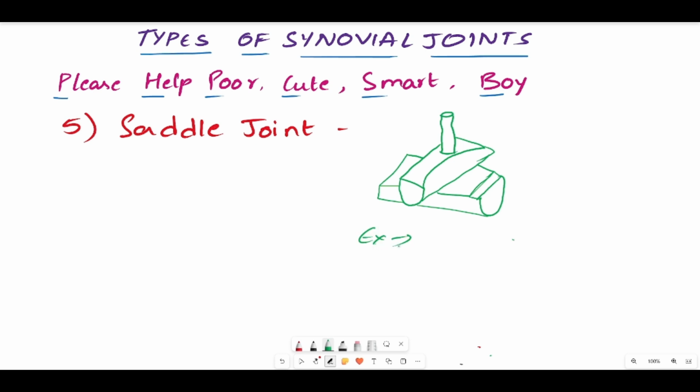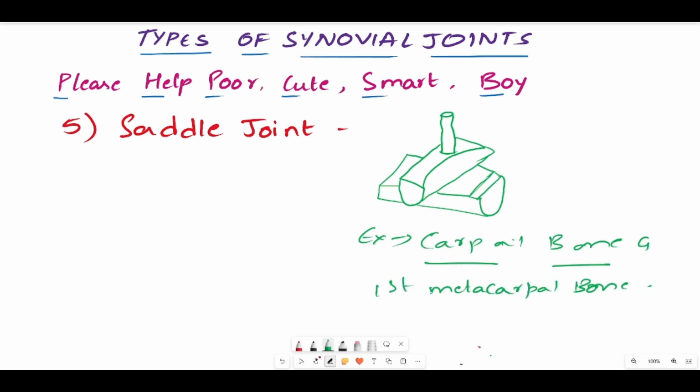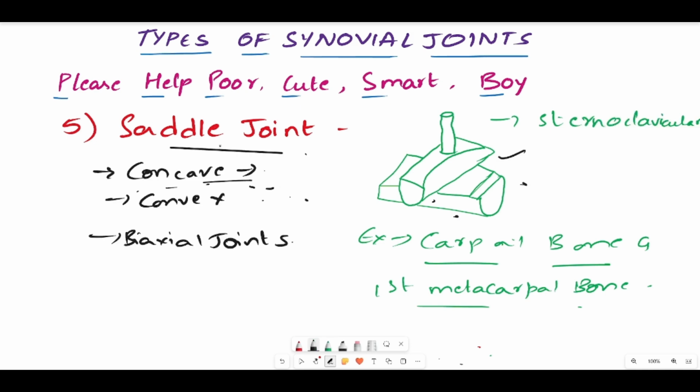So the fifth type of joint is the saddle joint. So this is how it will look. An example of the saddle joint is the joint between the carpal bone and the first metacarpal bone. There are some other examples. Another one could be the sternoclavicular joint. And here there will be a concave surface in one direction and a convex surface in the other direction. That's why these come under the functional classification of biaxial joints.